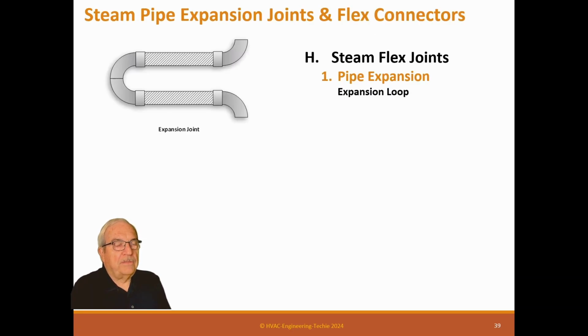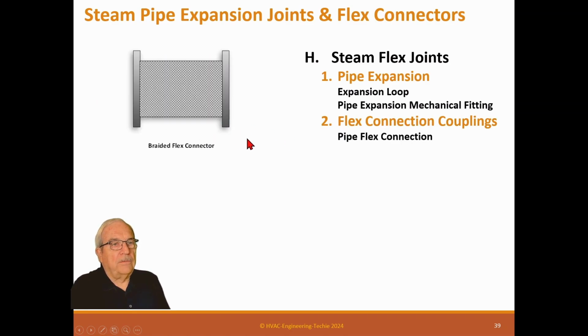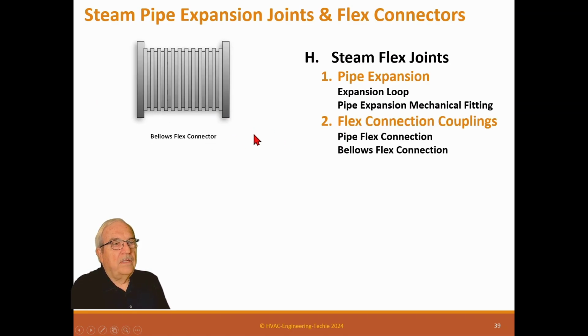Steam pipe expansion. Now remember, steam pipe is going to have a lot more expansion than a hot water pipe because it's a lot higher temperature. So there can be expansion loops like this where it allows this pipe to move this way and this way. It can have pipe expansion mechanical couplings where I have a bellows here. So there's no possibility of leaks around this one. It allows movement in that direction. It's an extra coupling, which are pipe flex connections. Bellows flex connections are all stainless steel bellows.